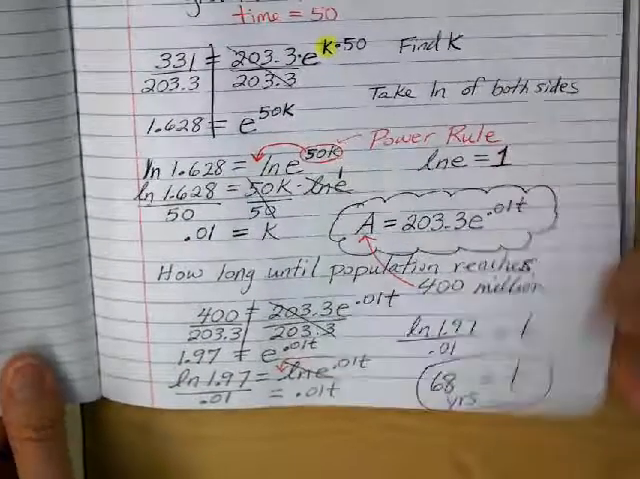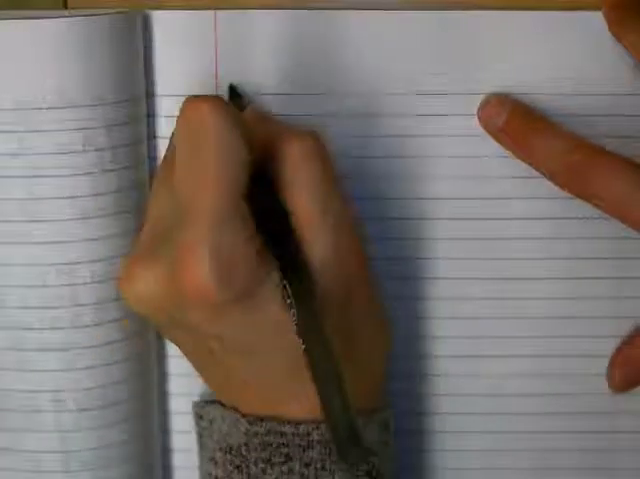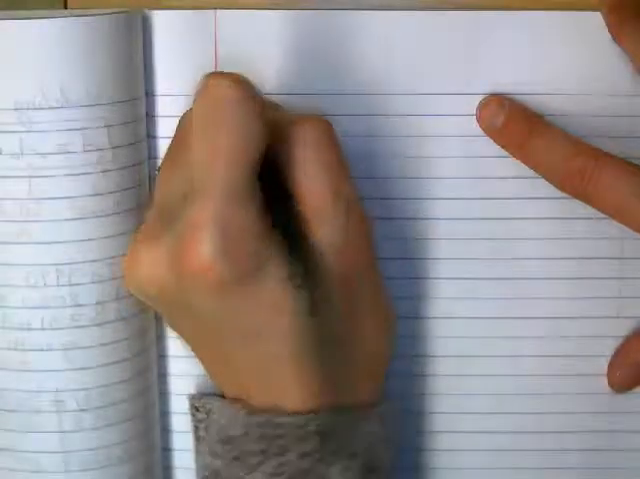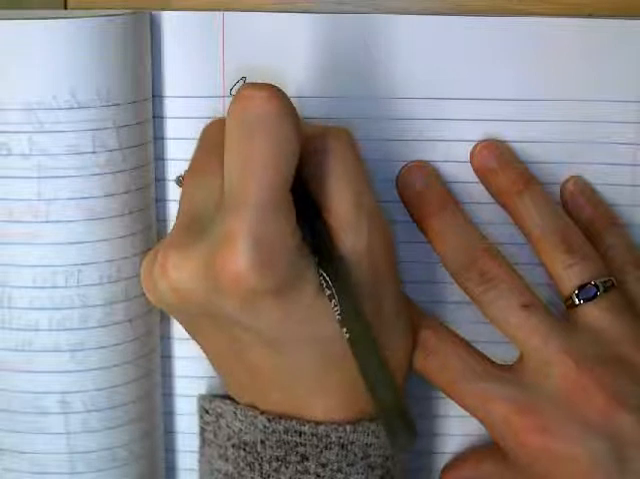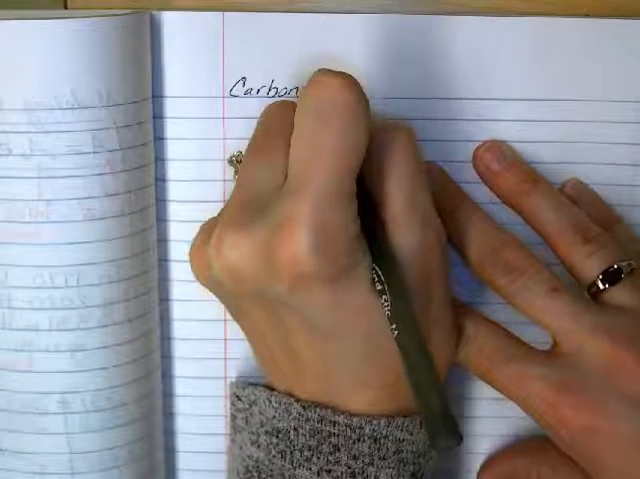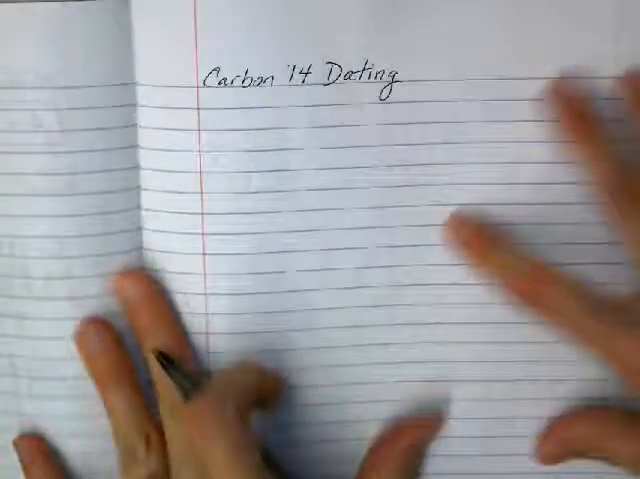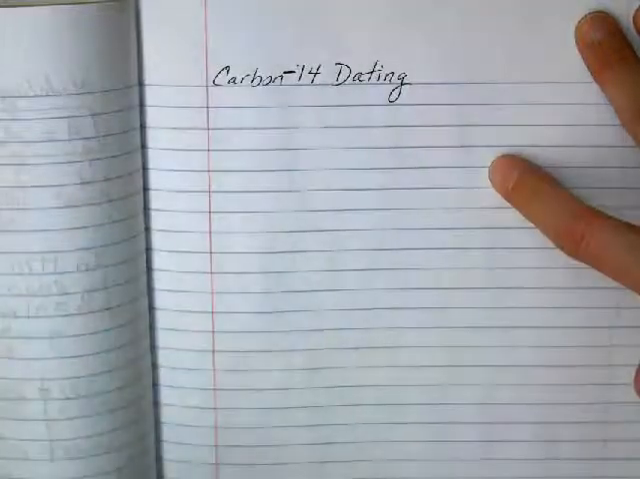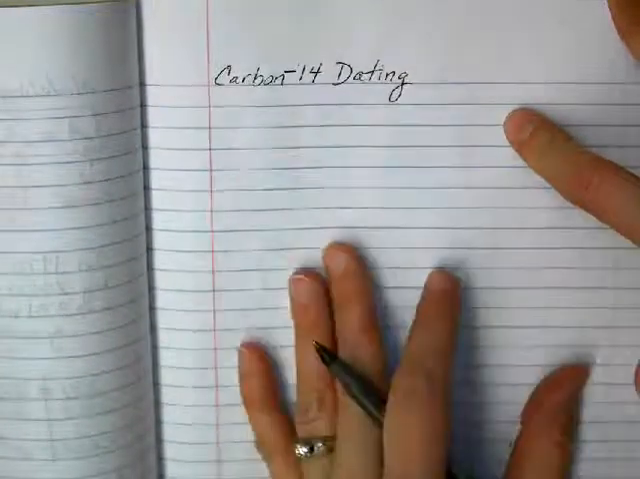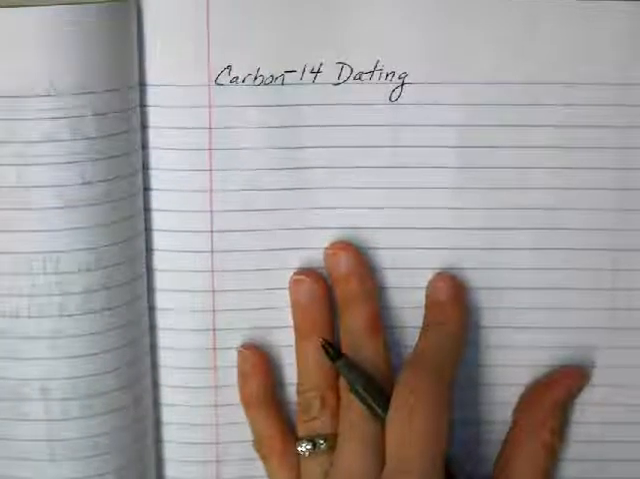Okay, let's try one more. Another situation they might do is questions about half-life, like carbon-14 dating. You know, so they can tell how old something is when they find some old ancient artifact. They do carbon dating and try to figure it out. They can test and see how much carbon-14 is left in an object, and then they can figure out how old it is.